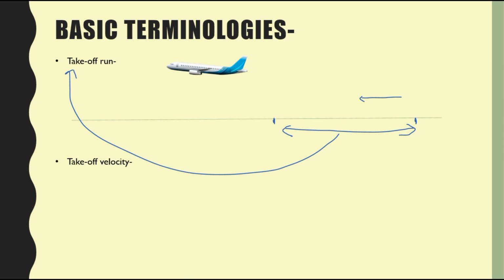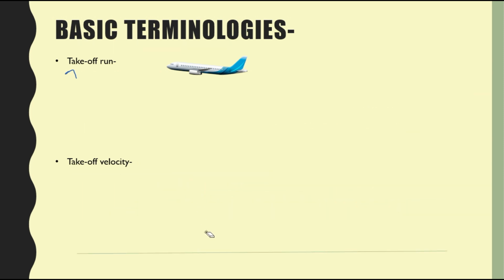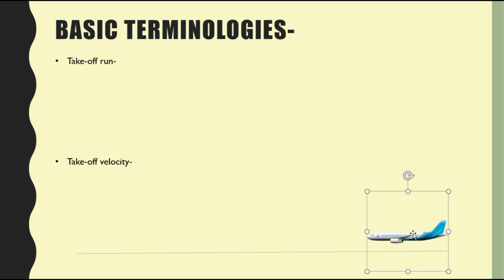Now again, the next term is the most important term. The next term is the takeoff velocity. The takeoff velocity is a very important concept, if you need to understand it clearly. So let's get our plane on the runway again with the angle of attack 0, and it is on the ground. Now the plane is on the ground, and again it starts moving in this direction.